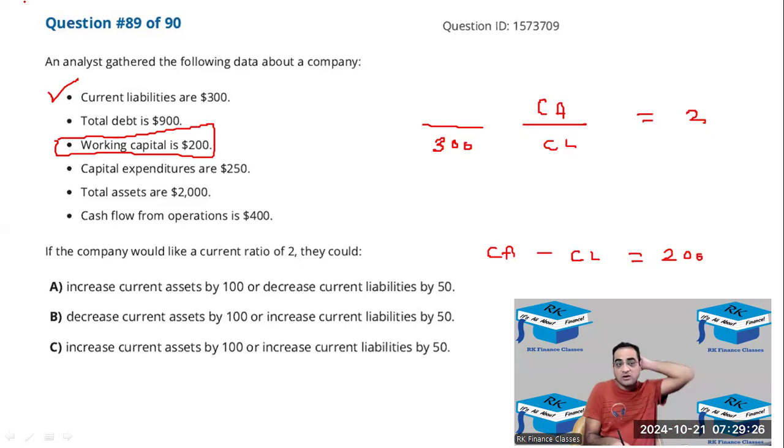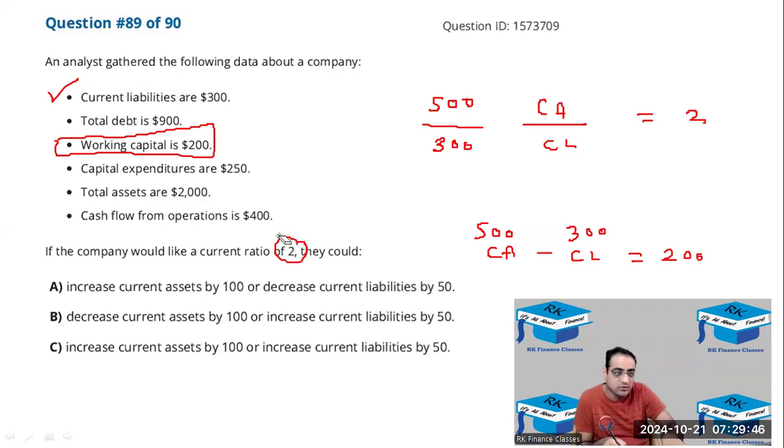All right. And on the first line it is given, current liability are 300. So which means that the current assets has to be 500. Okay, so current assets are 500. So right now the current assets are 500, current liability 300. So the ratio is not 2. It's 5 upon 3, which is something like 1.67. But the company would want to have a ratio of 2.